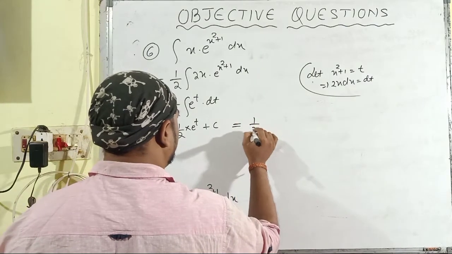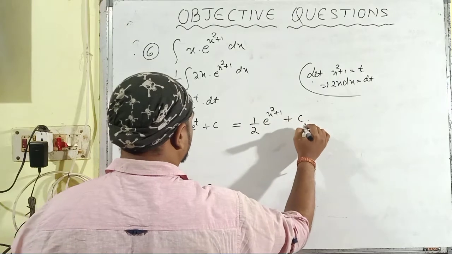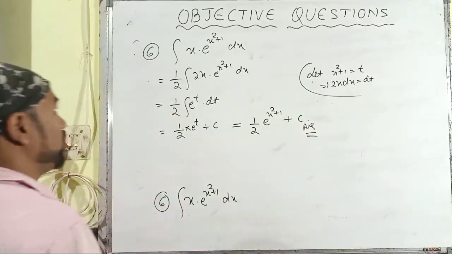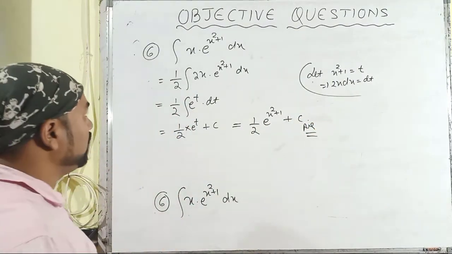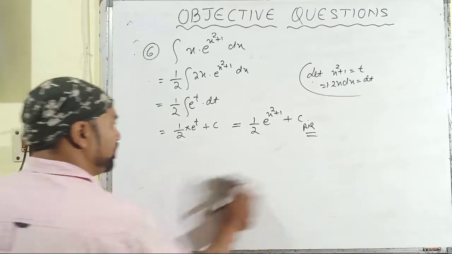So here is your final answer, 1 upon 2 e to the power x square plus 1 plus any constant c, and here is your solution, or you can say the answer of the 6th number bit. Then proceeding towards the number 7.